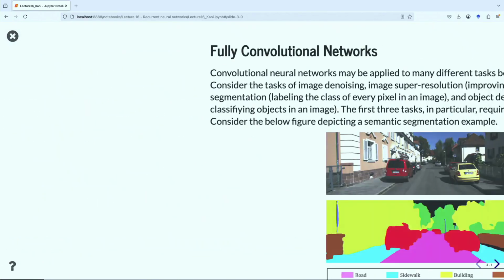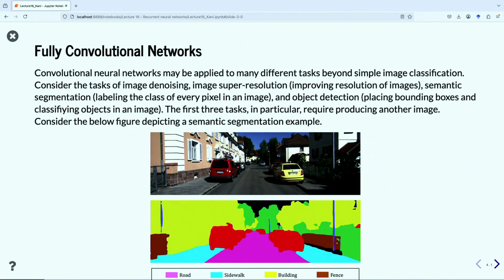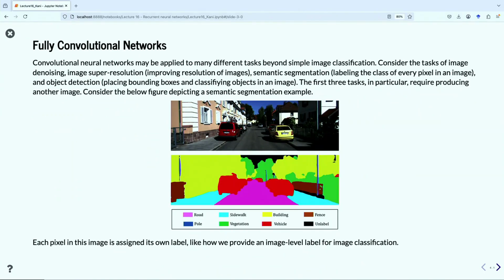Okay, so let's go back to fully convolutional networks. Last time when we discussed convolutional networks, we had an input, and then we passed it through a bunch of convolutional filters, one convolutional layer after another, all connected together, and then they output a classification or something of that sort.